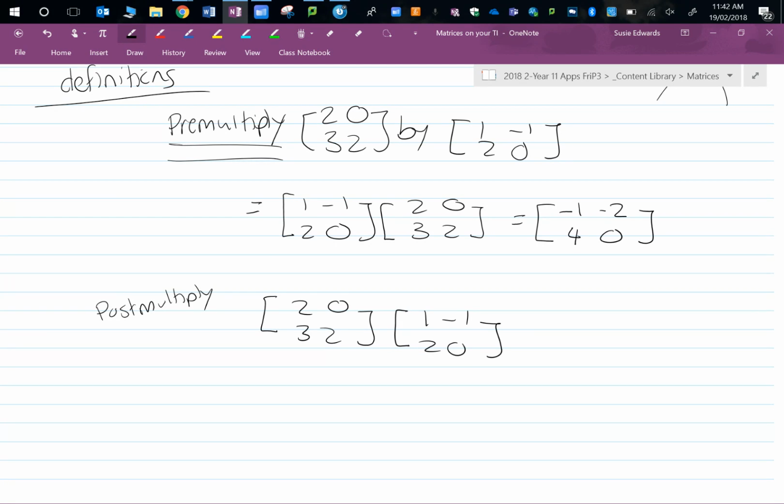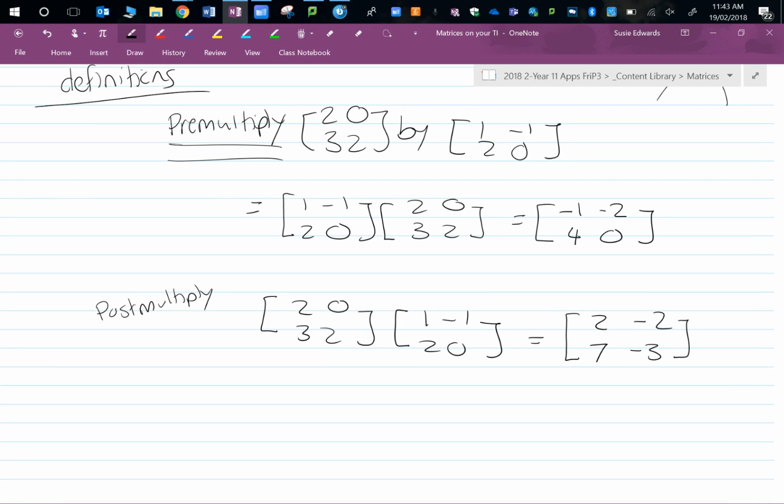So 2 times 1 is 2 plus 0, so we've got 2. Already I know it's different. 2 times negative 1 is negative 2 plus 0. 3 times 1 is 3 plus 2 times 2 is 7. 3 times negative 1 is negative 3 plus 0, so it's negative 3. See how they have different answers.